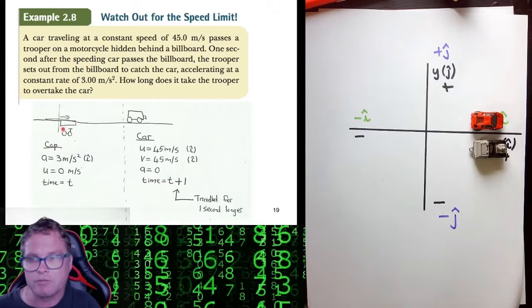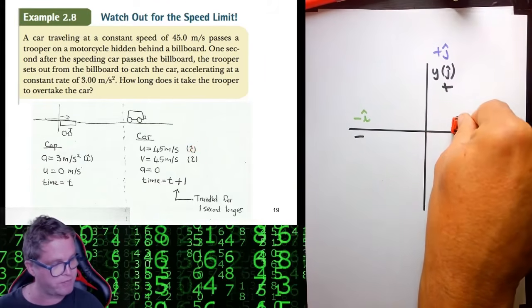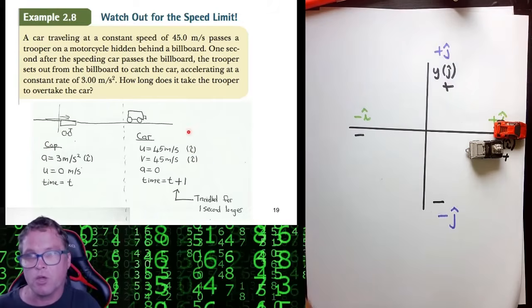For the trooper, the traffic cop, we're given that, well, let's start with the car. For the car, we're given that a car is traveling with a constant speed of 45 meters per second. So u is going to be 45 meters per second. The direction is going to be in the i hat direction, right? Because it's traveling in the positive x direction. We're told that it's traveling with constant speed, so that means that the final speed is going to be 45, also in the positive i hat direction. And because the speed is constant, it also means that our acceleration is going to be 0.